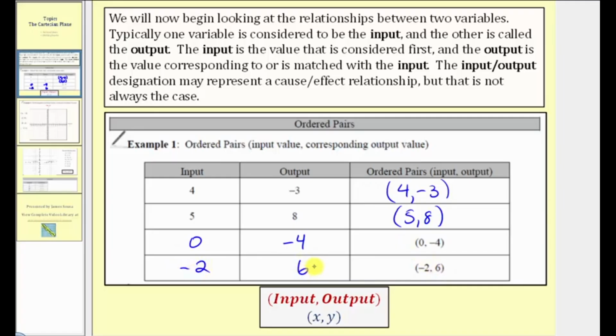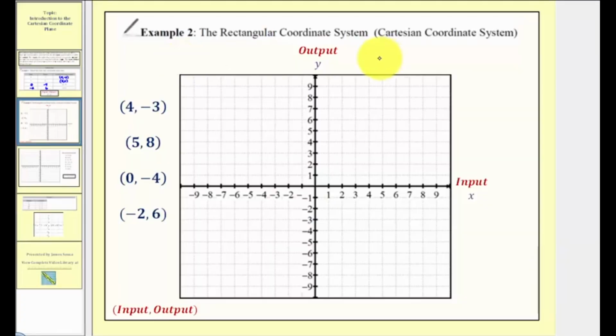Now let's talk about the rectangular coordinate system, also known as the Cartesian coordinate system. It's formed by the intersection of two number lines, where we have a horizontal number line called the horizontal axis, or sometimes the x-axis, and a vertical number line called the vertical axis, or sometimes called the y-axis. We always find the input values along the horizontal axis, and we always find the output values along the vertical axis. The intersection point of these two axes, this point here, is called the origin.